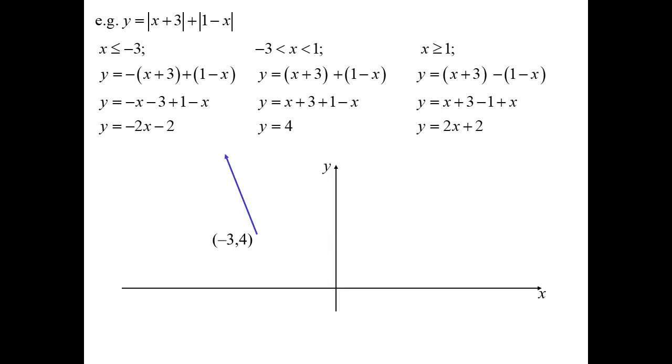That brings me to what happens when x is greater than 1. Any number you like bigger than 1. 5. 5 plus 3 is 8, so that's positive, x plus 3. 1 minus 5 is negative 4, so that's negative. I'm drawing the graph y equals 2x plus 2. So now I can draw the picture. It stops at the point negative 3, 4, but I've got the line y equals minus 2x minus 2. I then have the horizontal line y equals 4 until we get to x equals 1. And then after that point, I draw in 2x plus 2. And that's what that particular graph would look like.